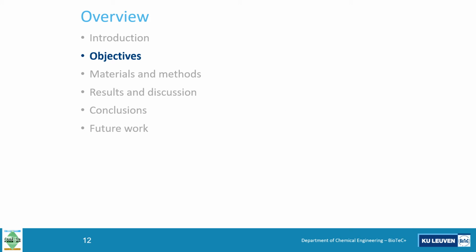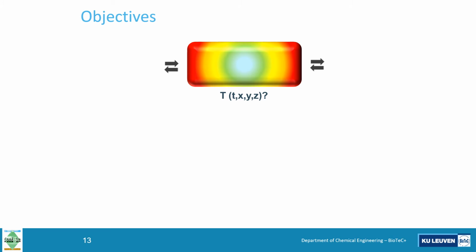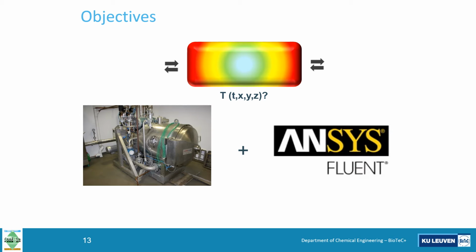Moving on then, in relation to this, to the objectives of our study. If we assume that this here is a typical can or pouch with our food product inside, we want to know the temperature distribution during the Shaka process, over time, but also over location. How did we want to achieve this? We combined experiments in a real Shaka retort with simulations using ANSYS Fluent.